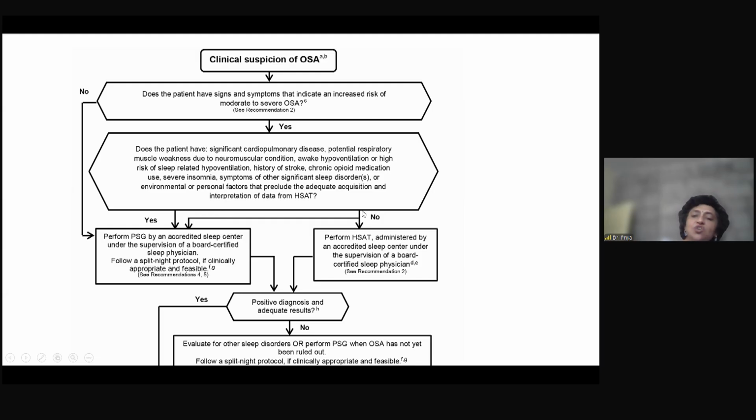And if these things are not there, depending on the patient preference and your preference, we can perform a home sleep study. But the caveat is that it has to be manually scored, because many a time a level 3 device, which is auto-scored, has a lot of errors. So we have to manually score it. And if the diagnosis is positive, then the patient gets further treatment, or else we have to look for other explanations for his sleep-related complaints.